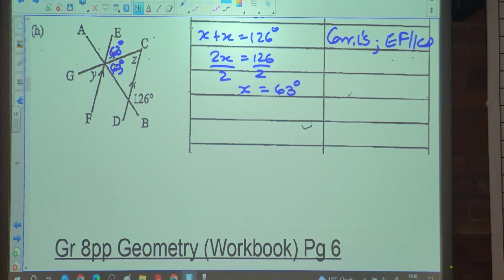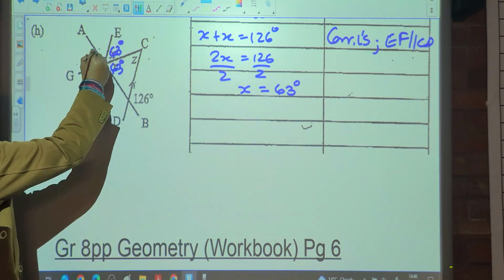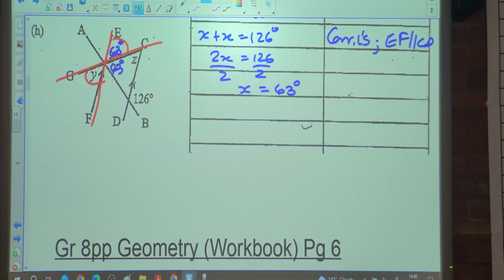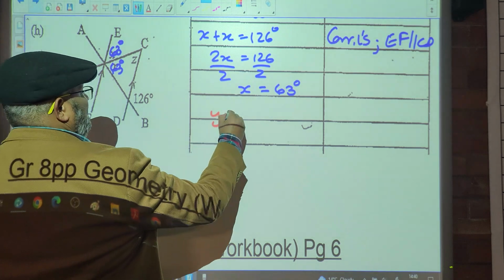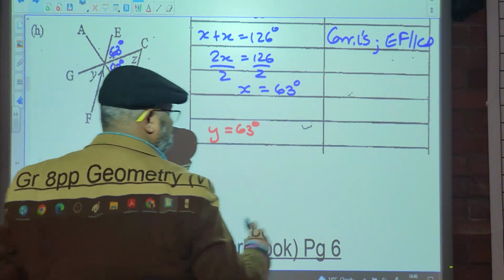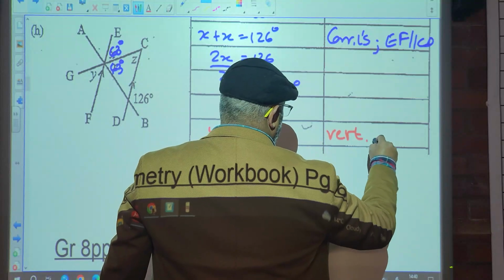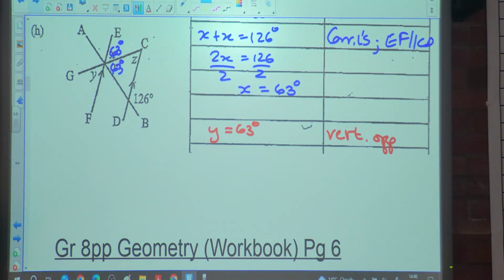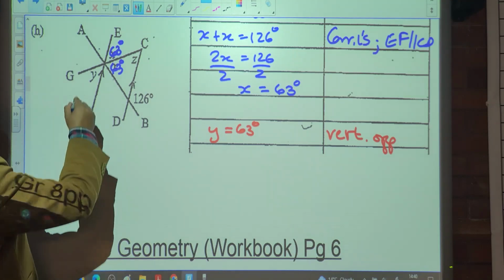How do you calculate y? Vertically opposite. Can you see that, people? That angle is equal to that angle. Okay. What do I say? Y is equal to 63 degrees. And the reason is vertically opposite angle. Normally we skip a line when we move from one variable to the next, if the space allows you. If it doesn't, you don't. Okay. You do 63 degrees.